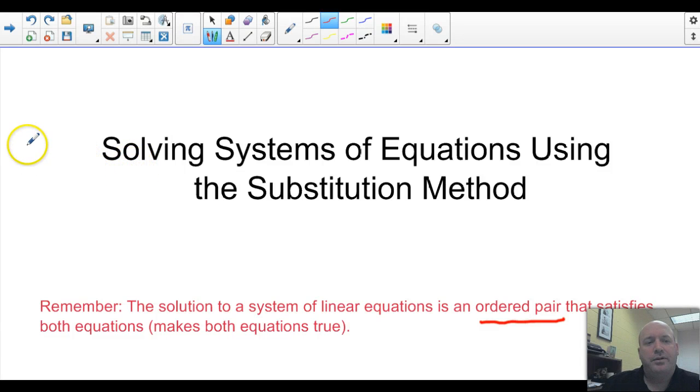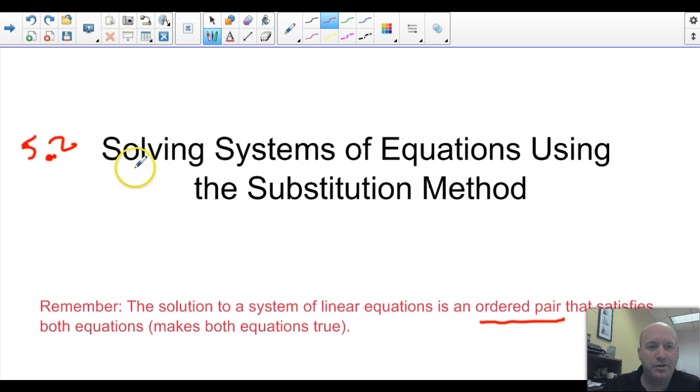This is section 5.2. I don't have 5.2 here. So section 5.2 is solving systems of equations by using substitution. And the substitution method is an algebraic method where we have to solve for variables. So don't forget, we're going to be using a lot of inverse operations.